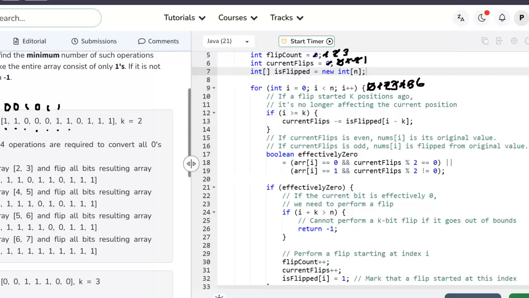Is this number effectively 0? Well, it's a 1, and the current flips are odd. So yes, that is effectively 0. It's 1 with an odd number of flips. Okay, so we'll go effectively 0. We're not past the end of the array. Flip count is going to go to 4.